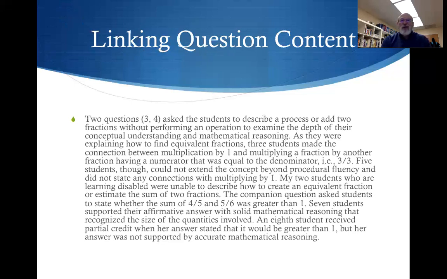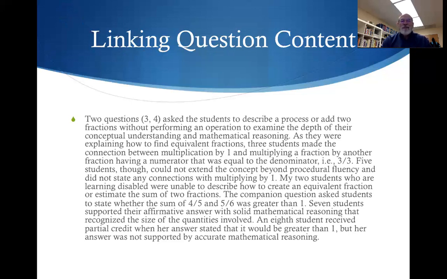Ask the students to describe a process or add 2 fractions without performing an operation to examine the depth of their conceptual understanding, mathematical reasoning. As they were explaining how to find equivalent fractions, 3 students made the connection between multiplication by 1 and multiplying a fraction by another fraction, having a numerator that was equal to the denominator. So that's one statement. That's one element of their performance.